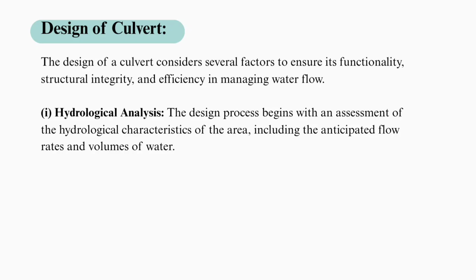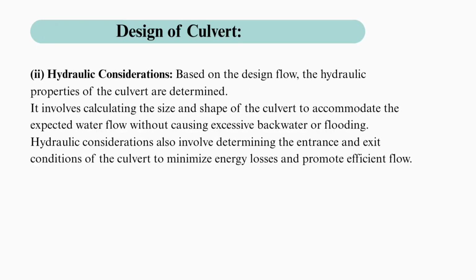The first one is hydrological analysis. The design process begins with an assessment of the hydrological characteristics of the area, including the anticipated flow rates and the volume of water. Then the next point is hydraulic considerations. Based on the design flow, the hydraulic properties of the culvert are determined. It involves calculating the size and shape of the culvert to accommodate the expected water flow without causing excessive backwater or flooding.